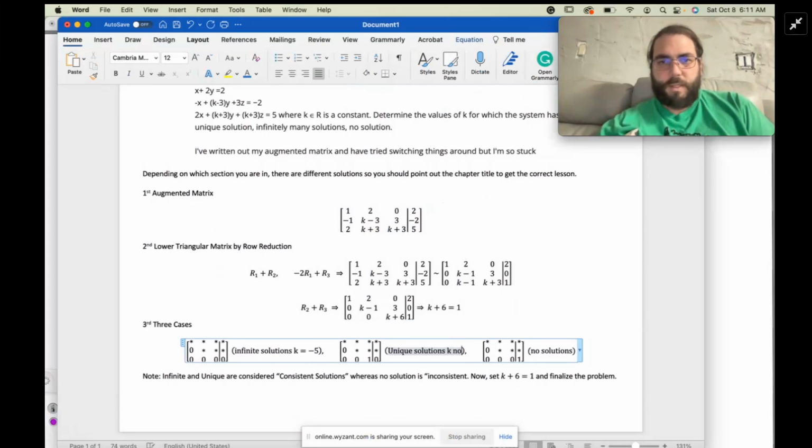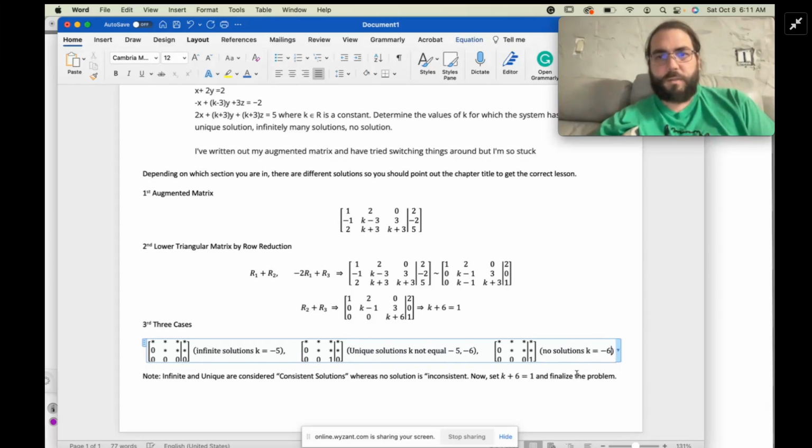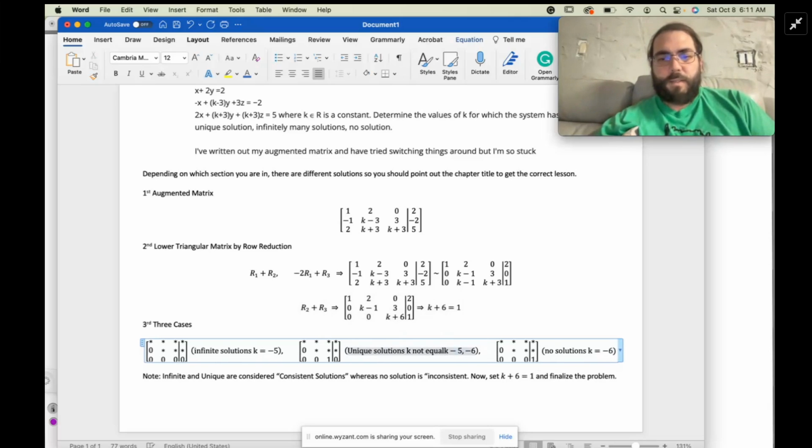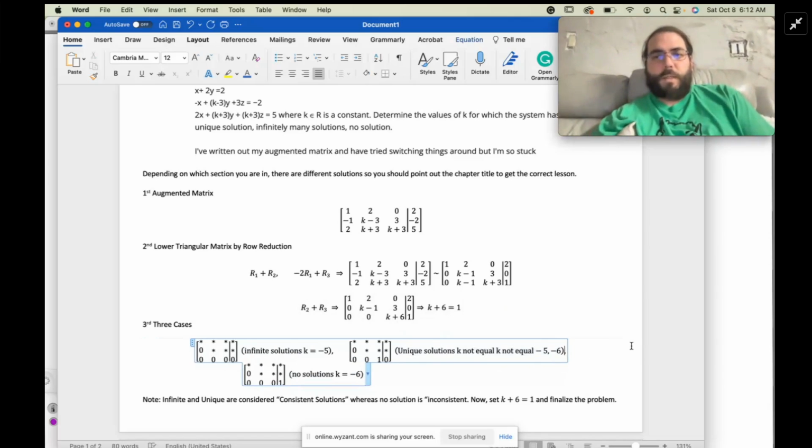K is not equal to -5 or -6, because over here, if k is equal to -6, we get 0 equals 1. And you can see that right here, -6 plus 6 is 0, and 0 equals 1, that's no solution. If it's -5, you get 1 equals 1, you get infinite solutions. And so a unique solution is all values when k is not equal to -5 or -6. So having a little glitch in my LaTeX here.